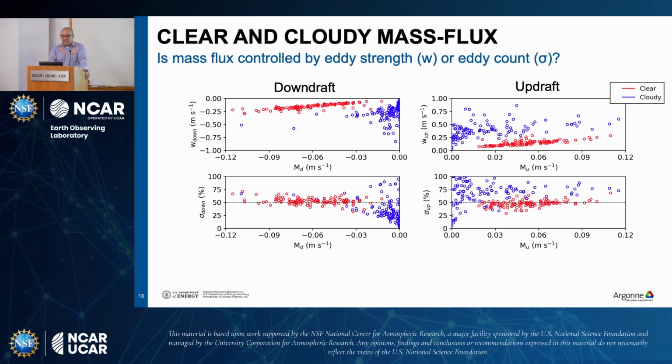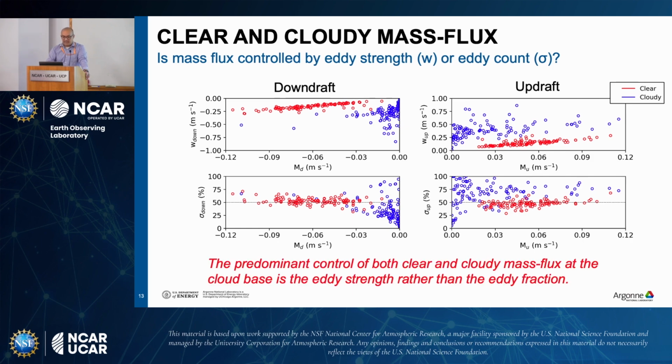The correlations here are not that high for the cloudy cases, because you just have fewer samples and it's a more dynamic case. But you do see a positive correlation for the updraft mass flux. For downdraft cases, you don't have that many samples. These three are controlling most of it, otherwise it's just more scatter. Mostly you can see that eddy strength is more important than the number of eddies for mass flux calculation.